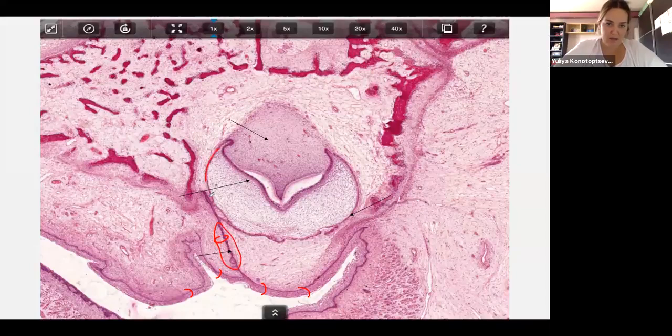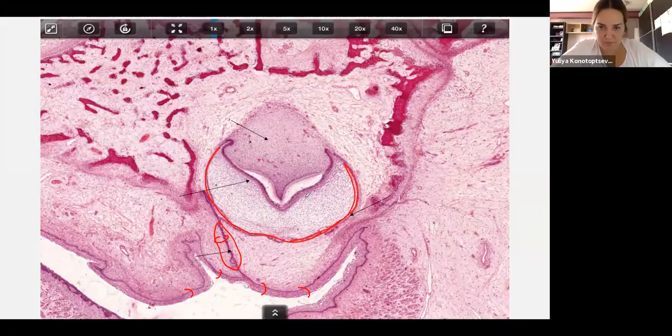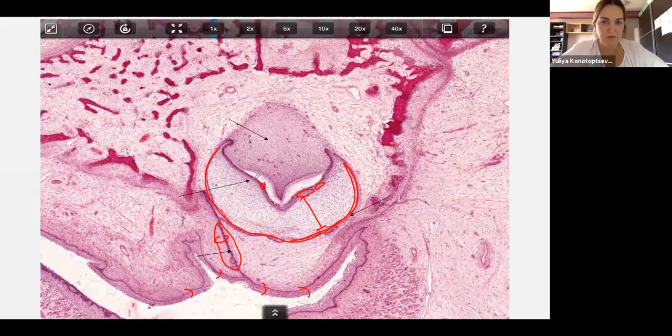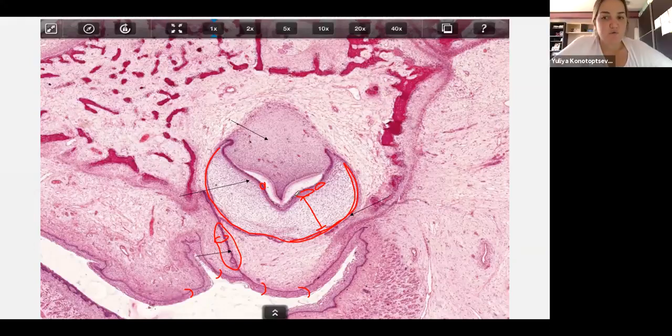From here until here, what is that? Outer enamel epithelium. Very good. White tissue. Stellate reticulum. This. Stratum intermedium. Dark cells. Ameloblast. I can see why you would think so.